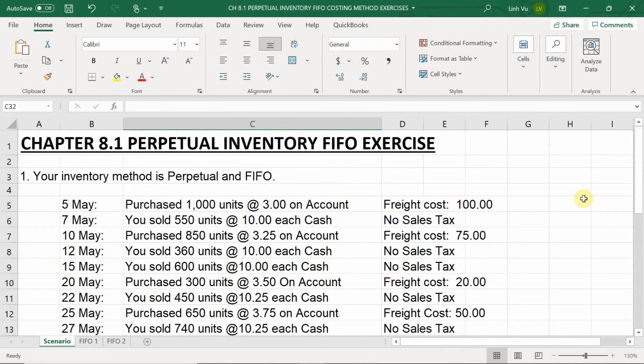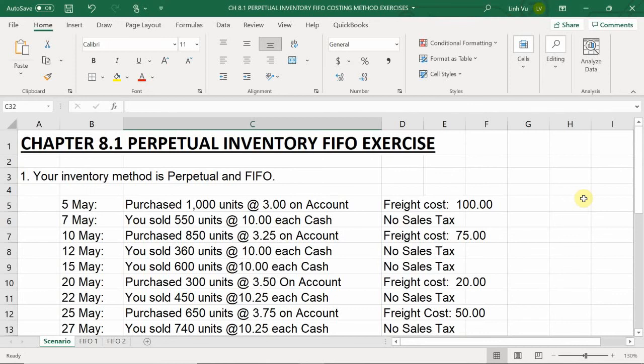So again, question number 1 says your inventory method is Perpetual and FIFO, okay? I'm not going to have you practice the journalizing because that part's easy. I need you to practice understanding how to use the worksheet, okay? So first, on May 5th, we end up purchasing 1,000 units at $3 each on account, okay? And of course, the freight costs you $100.